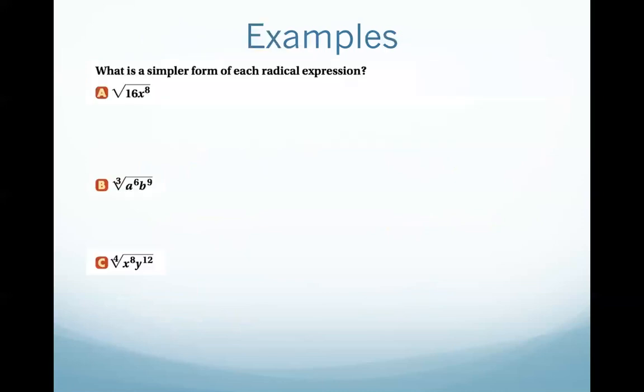So let's look at some examples. We have the square root of 16x to the 8th. So the first thing I'm going to do here is separate out the numbers from the variables: the square root of 16 and then the square root of x to the 8th.